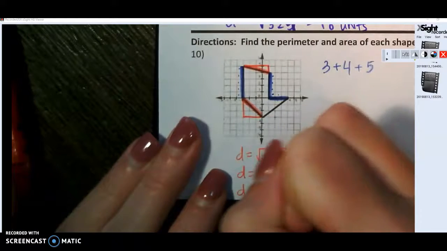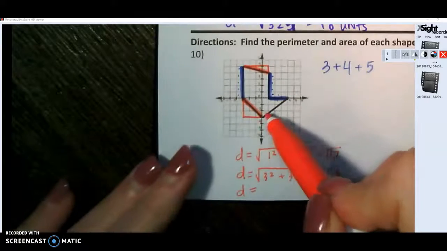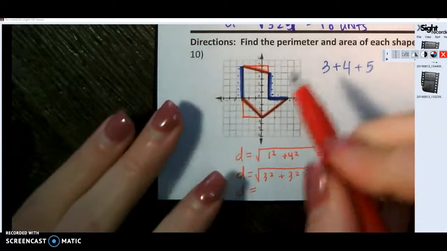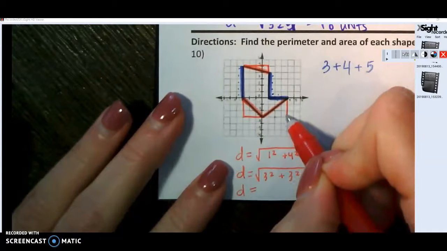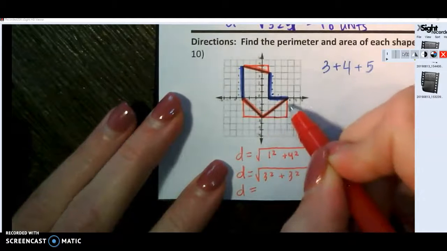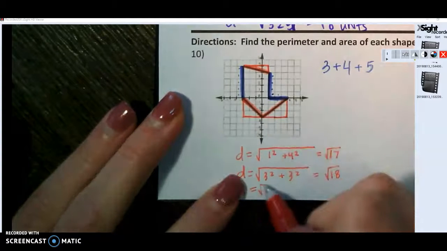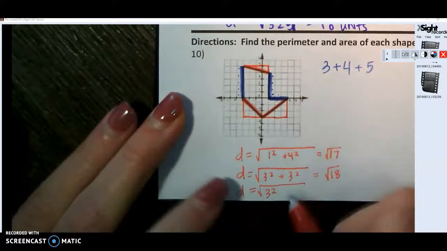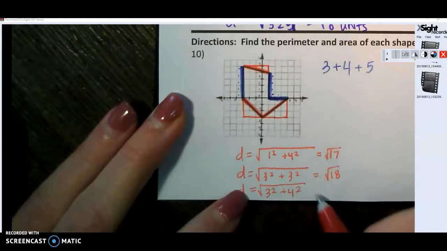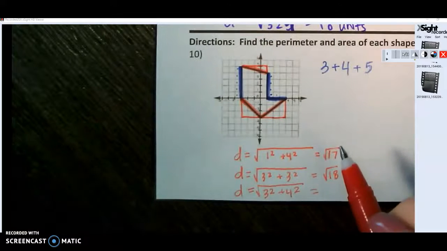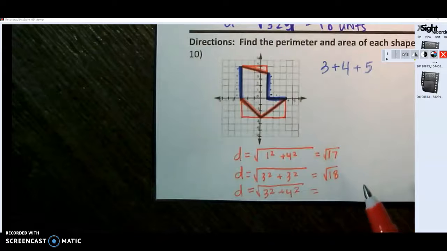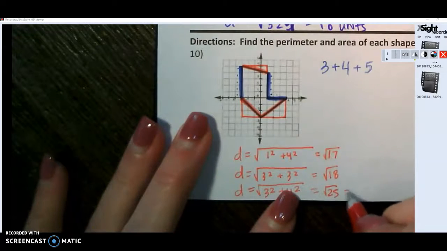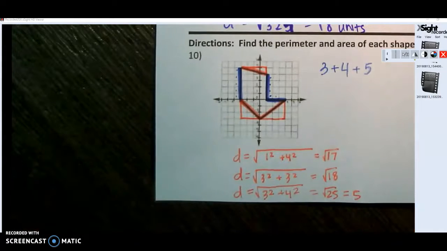And last but not least, we have one more diagonal. It looks like we're going to form our right triangle this way. That's 1, 2, 3, and 1, 2, 3, 4. So that one is going to be 9 plus 16, so the square root of 25, which is 5.